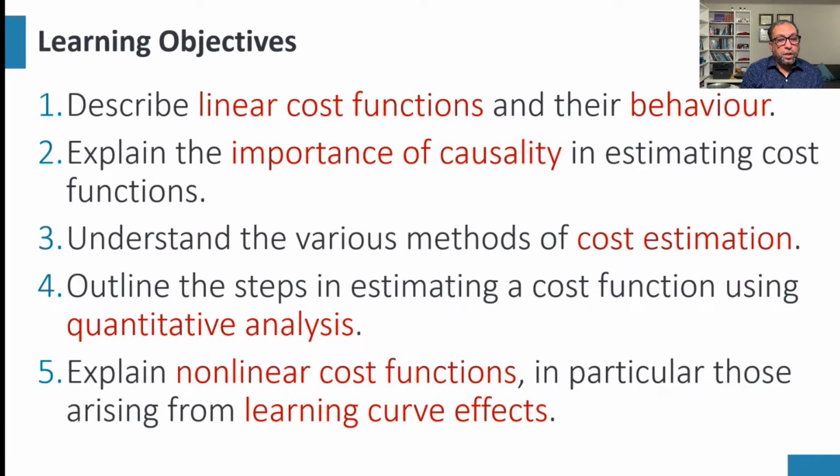the description of this chapter, or the learning outcomes of this topic, is to describe linear cost functions and their behavior, like how we can figure out a linear relationship between various costs, and explain the importance of causality in estimating cost functions. So we have to identify the cause and effect, like which one is the cause of a particular cost, and then we use those drivers and those activities to calculate the cost per unit. So understand the various methods of cost estimation, and specifically, we are talking about the four different methods.